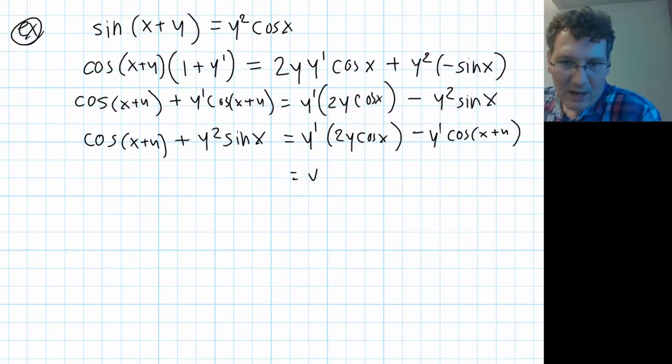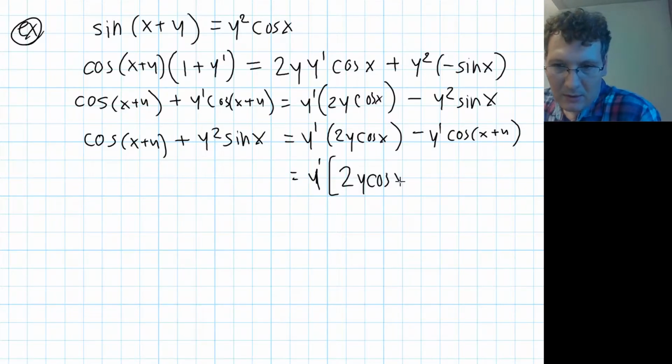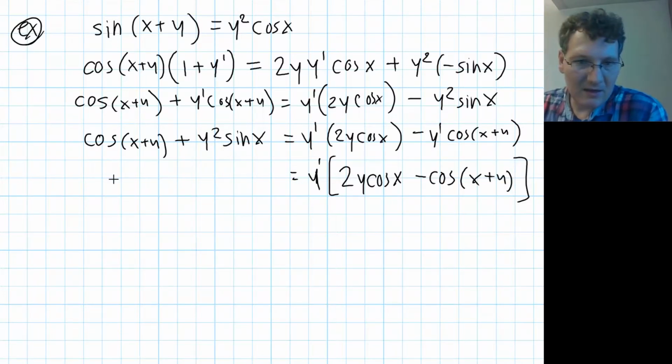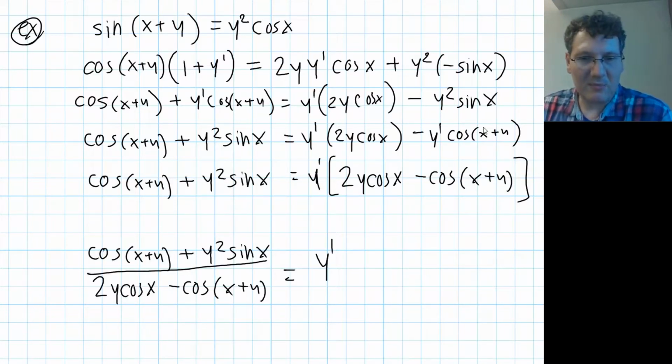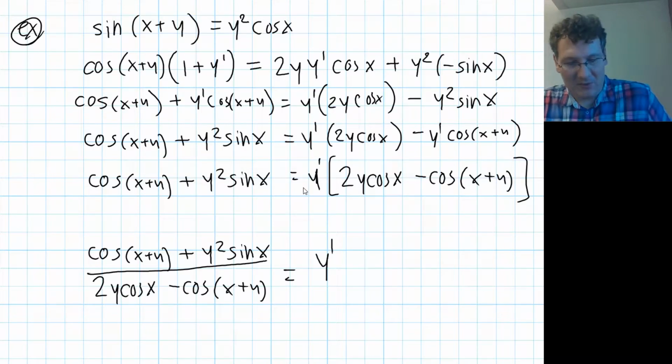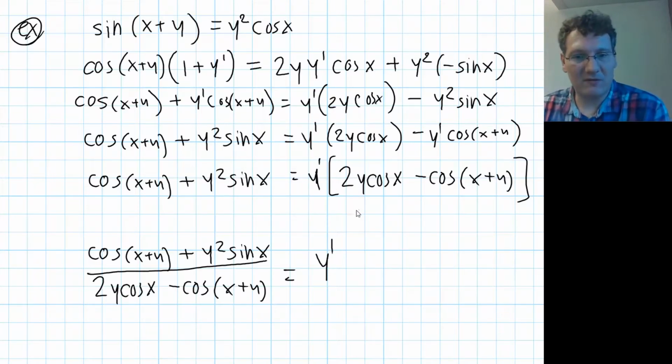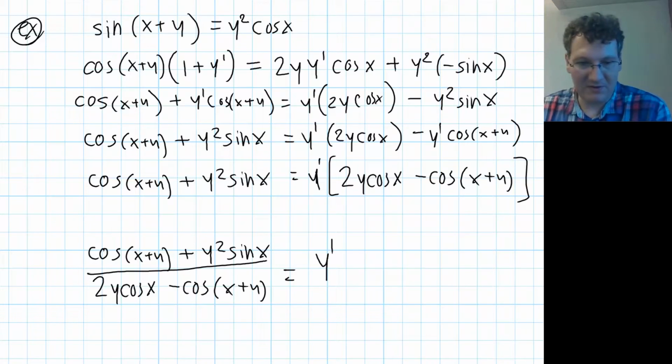I'm going to factor out the y prime. So I've got 2y cosine x minus the cosine of x plus y. And the stuff doesn't change on the other side. This cosine of x plus y squared sine x as the numerator divided by this 2y cos x minus the cosine of x plus y. So again, you can't just plug in an x value and get your derivative. You need to find a point on the curve, and then you'll be able to find the derivative.